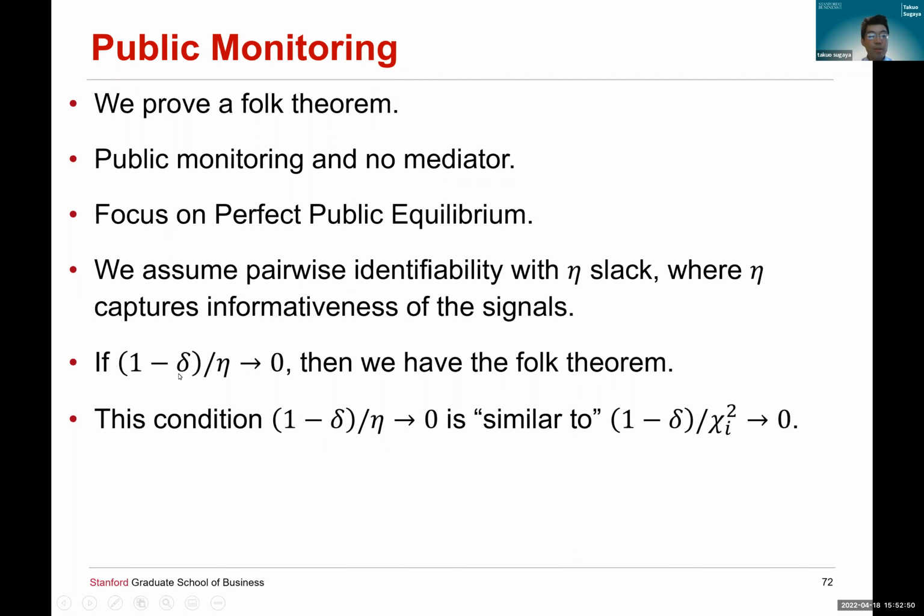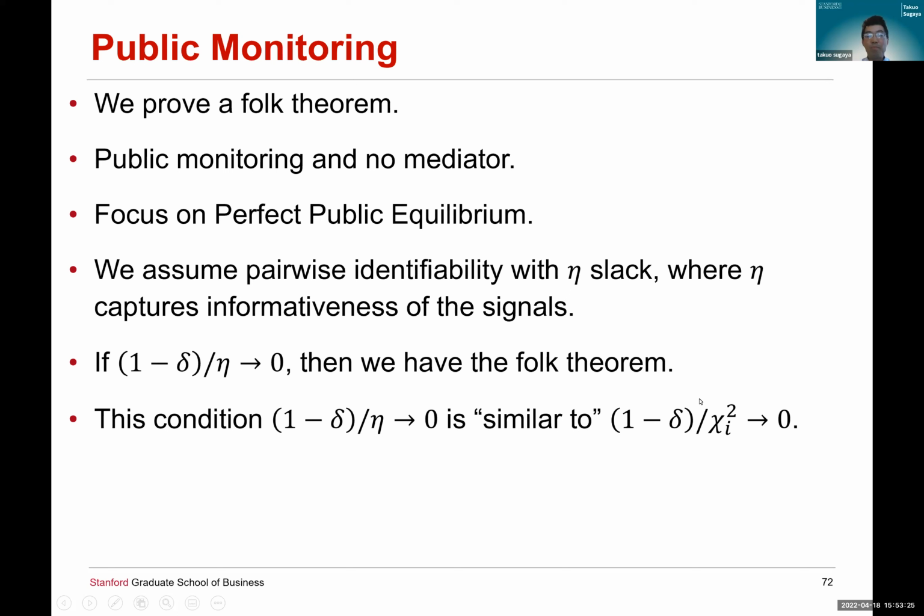And we prove that when (1 minus delta) divided by eta goes to zero, we have a Folk theorem. And this condition, (1 minus delta) divided by eta goes to zero, it's somewhat similar to (1 minus delta) times chi-square divergence in our upper bound going to zero as well. So it means that our upper bound becomes very, very loose when (1 minus delta) divided by chi-square goes to zero, and then we also get the Folk theorem at the same time.